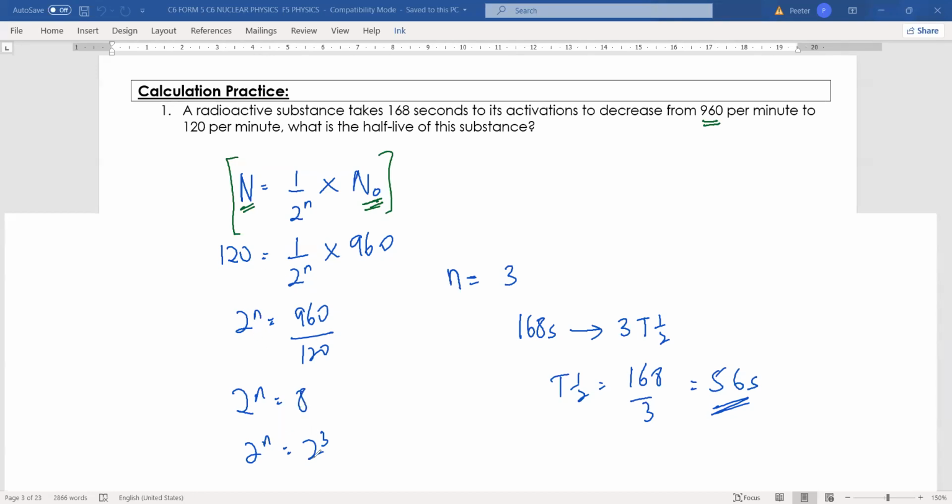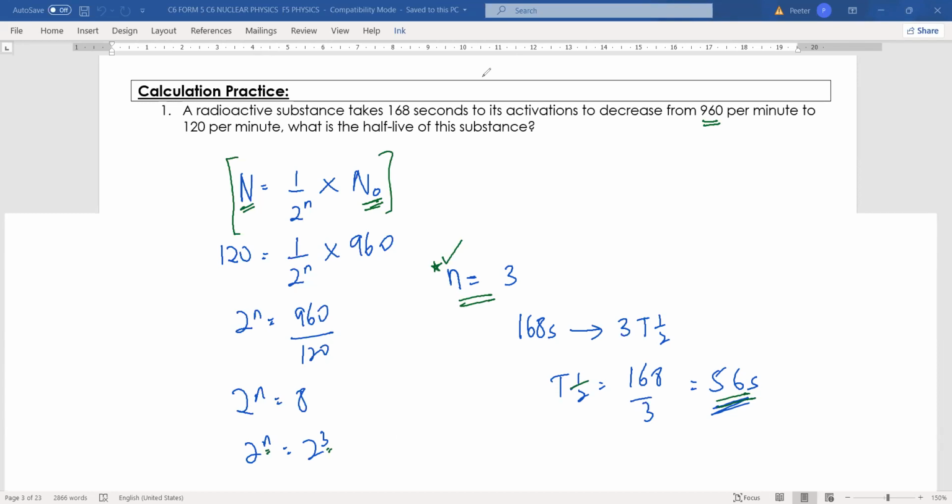So 2 to the power of n equals 2 to the power of 3 actually, because 8 is equal to 2 to the power of 3. So n is actually 3. So the number of times the half-life occurred is 3 times. So each half-life is actually 56 seconds. All right, so this is by using the formula. Earlier we did it by using manual calculation.